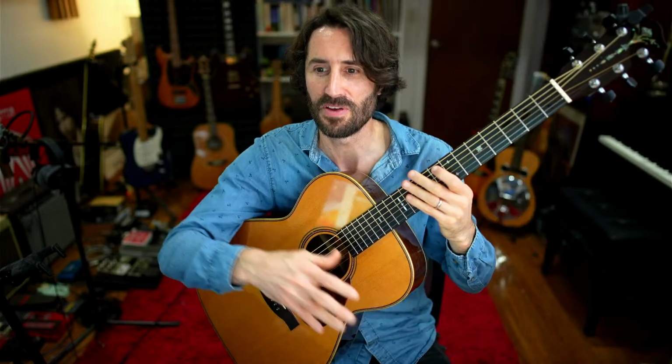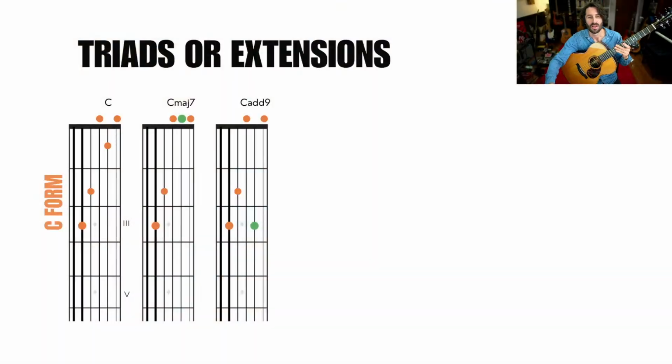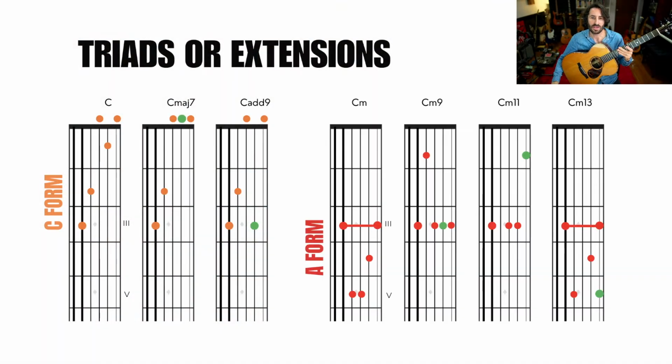You see there's very little movement of my hand. It's really just dropping or lifting up some of those other fingers. So that's a really nice way to get more bang for your buck out of a basic triad. The other thing we might want to think about are these 9s, 11s, and 13s.